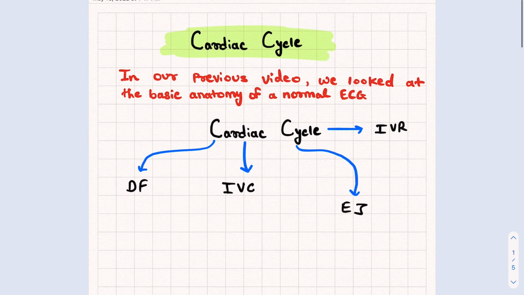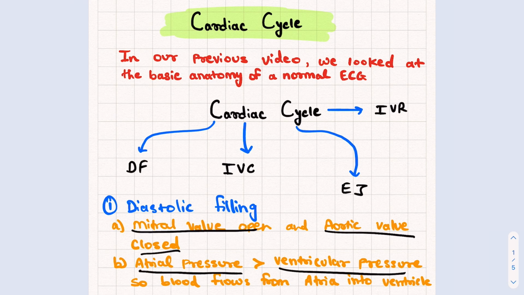Now the first stage of the cardiac cycle is diastolic filling. During diastolic filling, the pressure in the atria exceeds the pressure in the ventricles. So blood flows from the right and left atrium into the right and left ventricle respectively. During diastolic filling, the atrioventricular valves are open and the semilunar valves are closed.